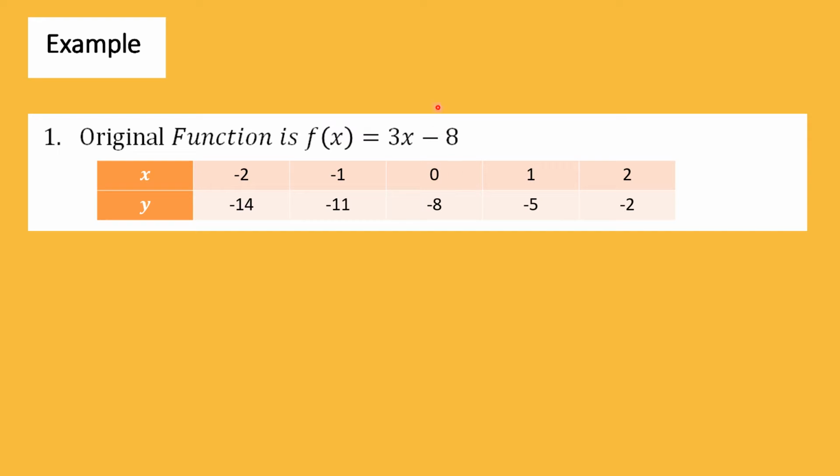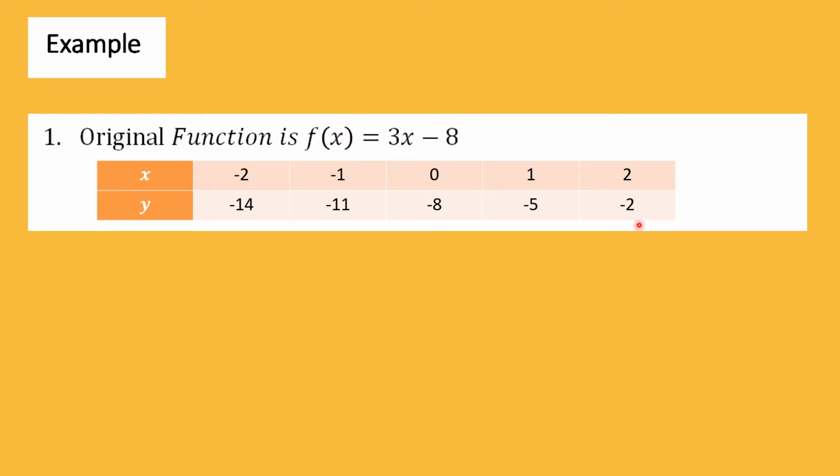Next is 0. 3 times 0, it is equal to 0. Minus 8, that is negative 8. And then 1. 3 times 1 is 3. Minus 8, that is negative 5. And then 2. 3 times 2, 6. Minus 8, that is negative 2.